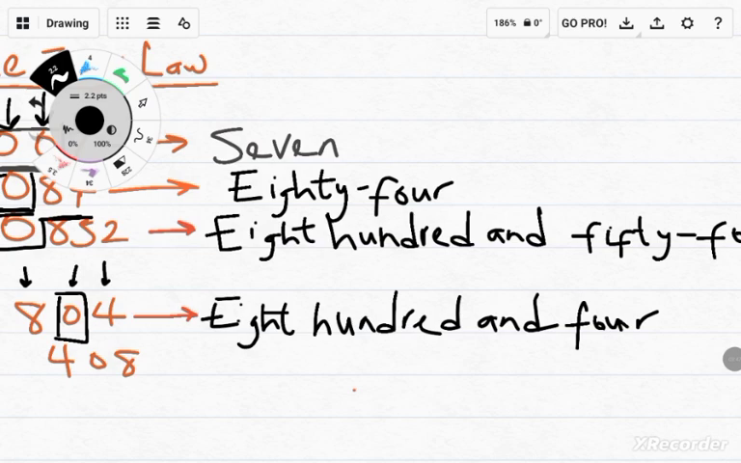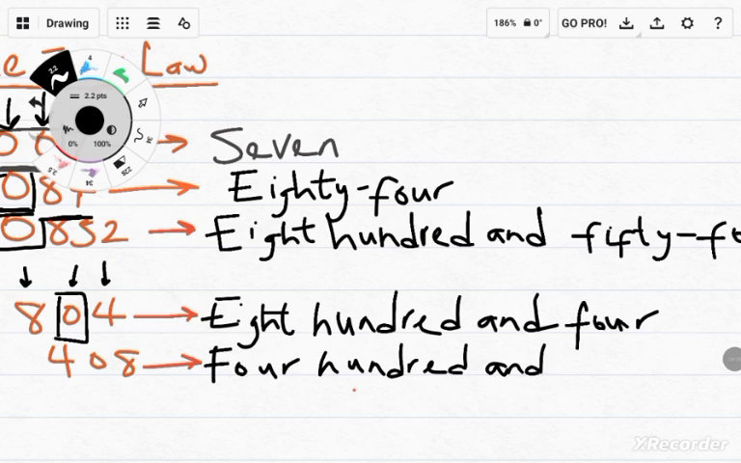So if I want to write this one in words, what would this be? 408, because 0 is in between. It is not outside. 408. What would this be? 400 and 8. 408. That's what it's going to be.